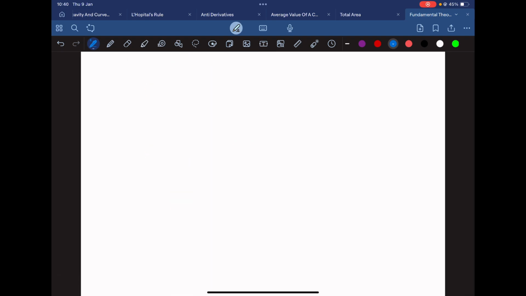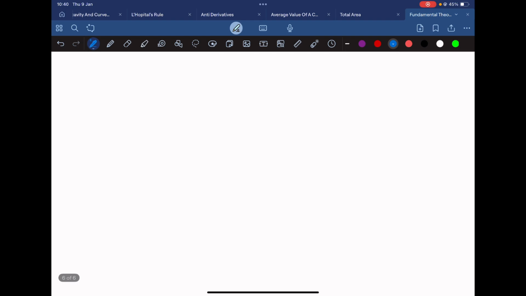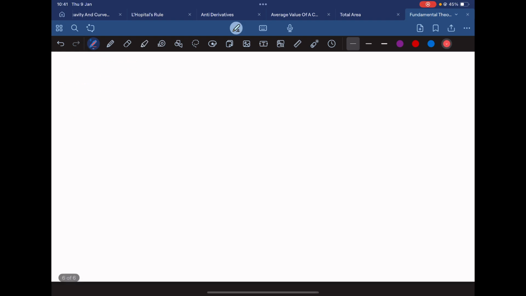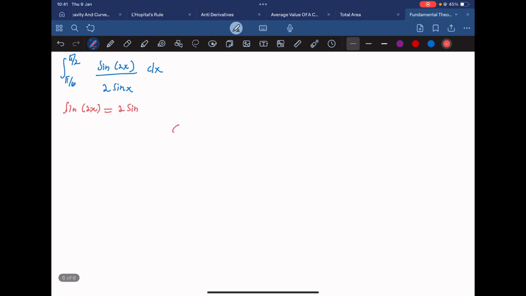Let's look at our last example. Let's say you have the integral of pi over 6 to pi over 2 of sine of 2x over 2 sine of x dx. So in that case, remember, there's another property that says that sine of 2x is equal to 2 sine of x cosine of x.